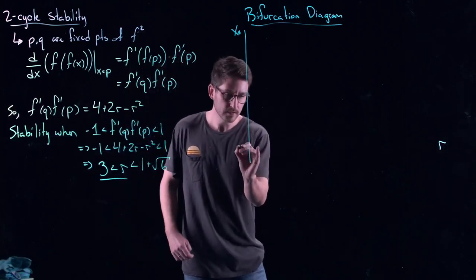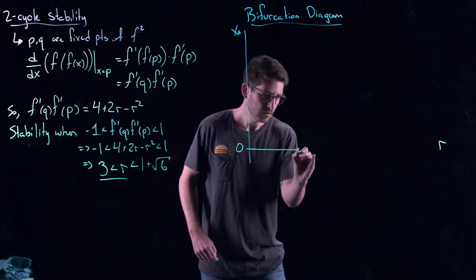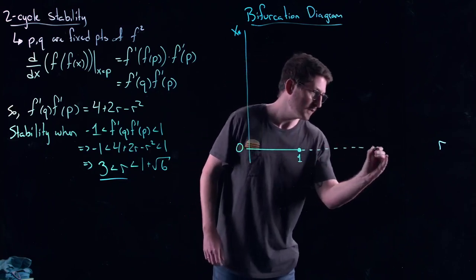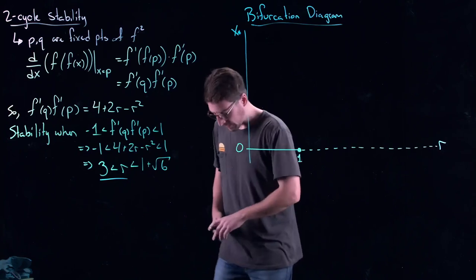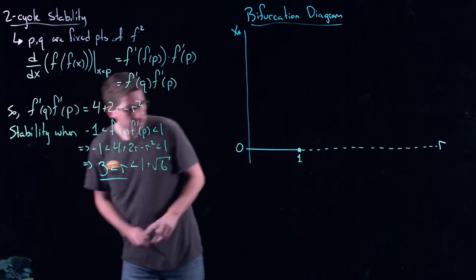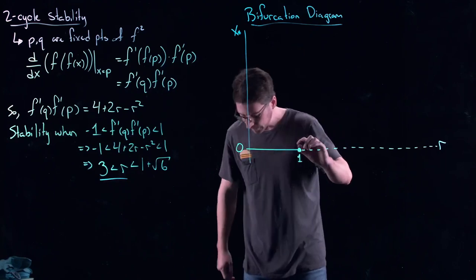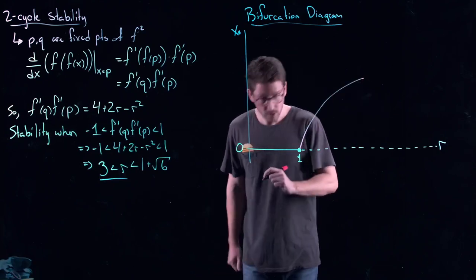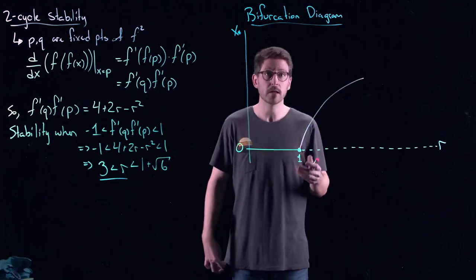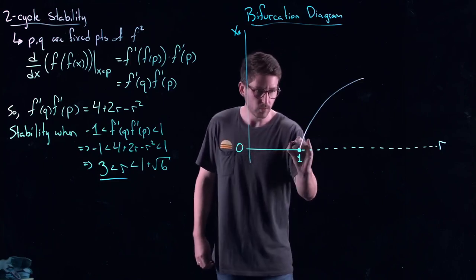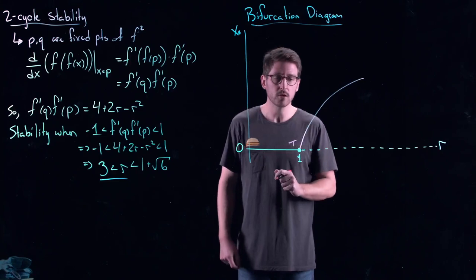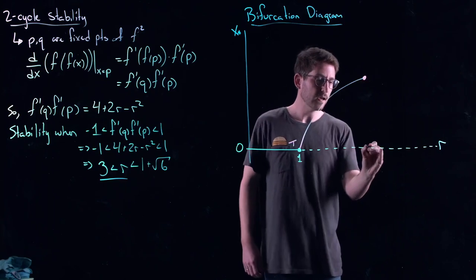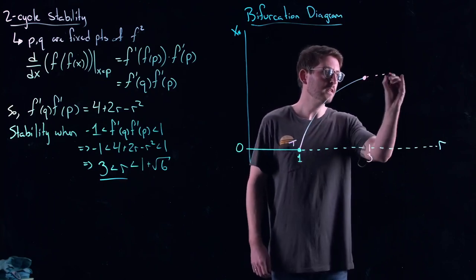But let's start at 0 up to r equal to 1. We have a stable fixed point, which becomes unstable afterwards. Then at 1, we have a transcritical bifurcation where we give birth to the other fixed point at 1 minus 1 over r. All right. So if you want to, you can write T for transcritical bifurcation taking place here. And there's a point, let's say at 3, where this thing becomes unstable.